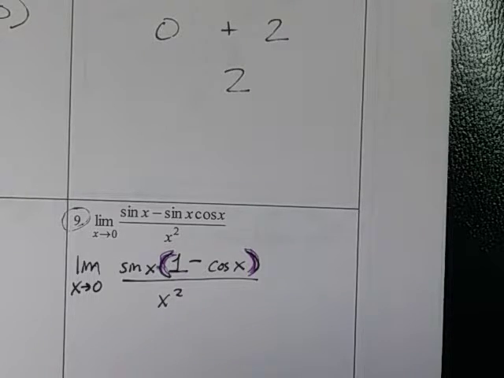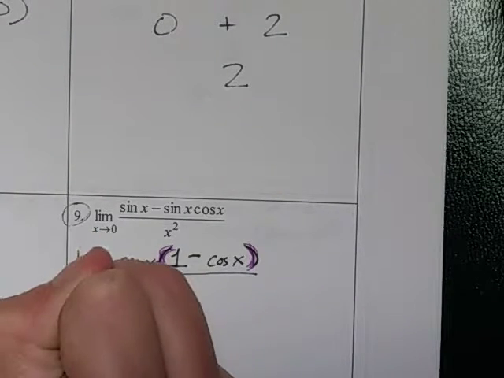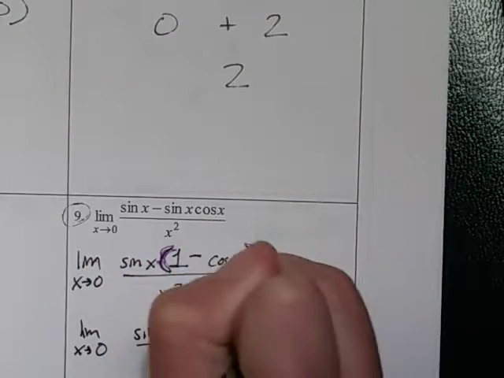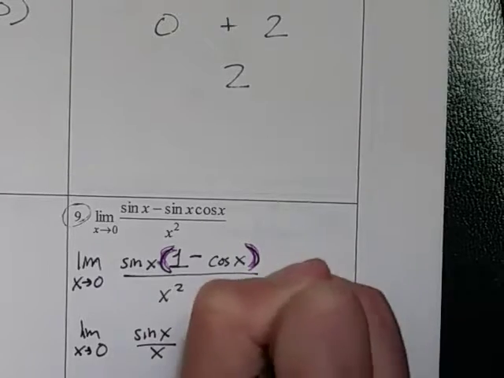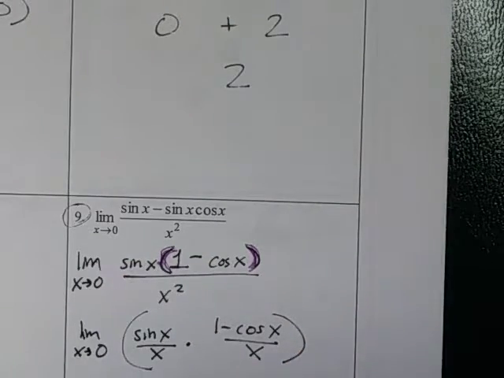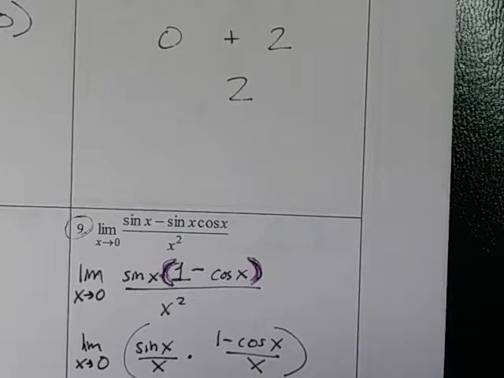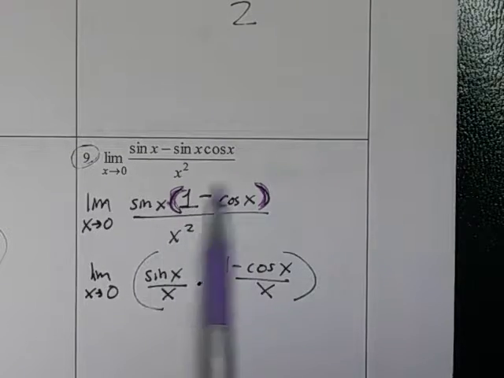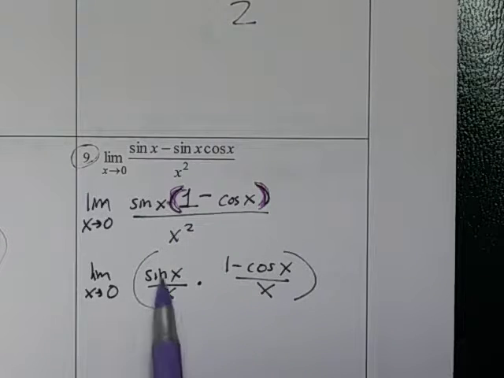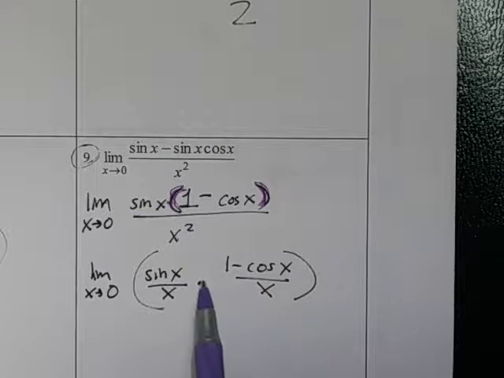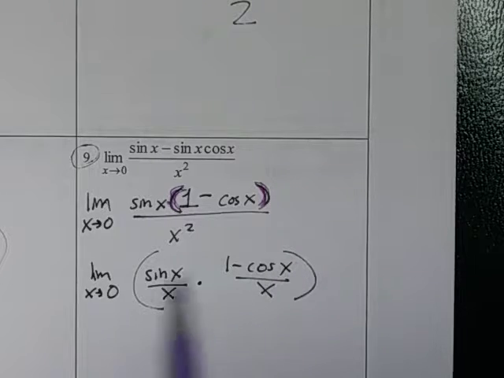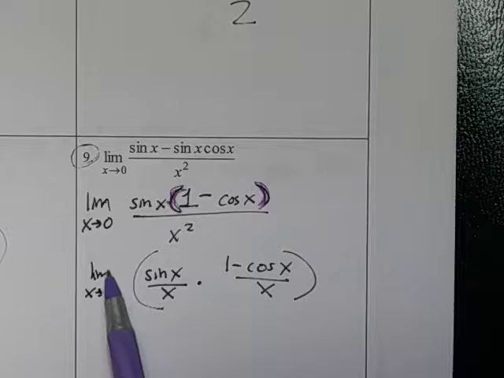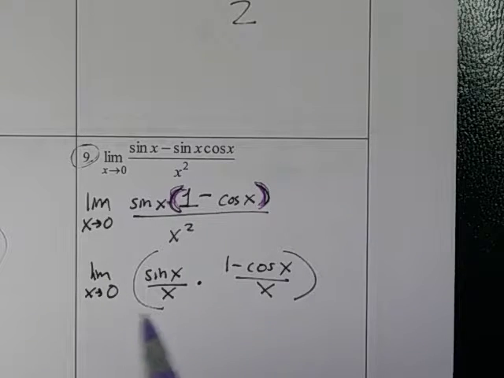Here's how. I'm going to have the limit as x is approaching 0 of sine x over x times 1 minus cosine x over x. So that whole shebang. And notice again, we can check to make sure it came to this if we were going backwards. Sine x times 1 minus cosine x. In the denominator, x times x does give me x squared. So now this guy, we have all sorts of great things happening.